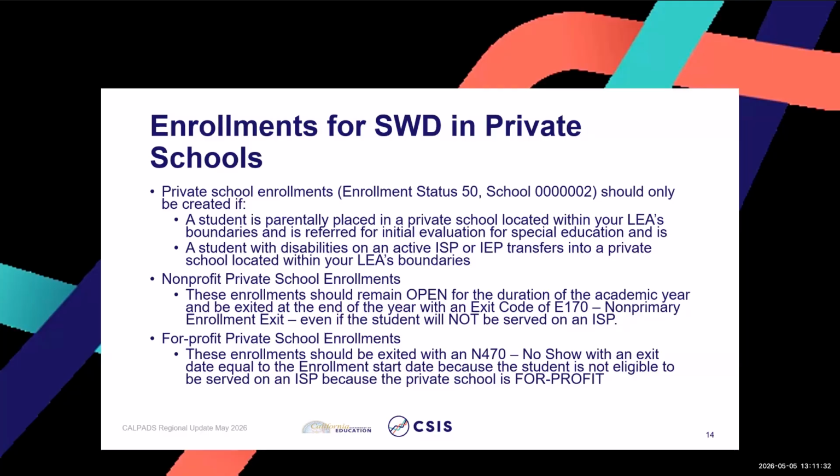Nonprofit private school enrollments should remain open for the duration of the academic year and then be exited at the end of the year with exit code E170, non-primary enrollment exit, even if the student is not being served on an ISP. Enrollments for your for-profit private school students should be exited with N470 no-show when the exit date is equal to the enrollment start date. This is because students attending for-profit private schools are not eligible for equitable services and would not be receiving services on an ISP.